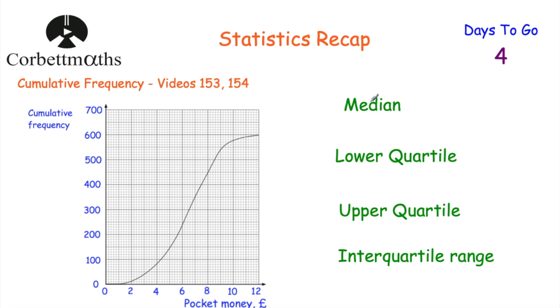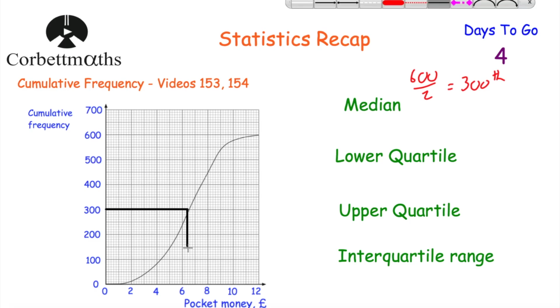So to find the median, we half that, and it's an estimate anyway, so we just half that. 600 divided by 2 is equal to 300. So we want the 300 value. So we then get our ruler and pencil and we go from 300 across, and down, and you just read off that value, and that's equal to £6.50.